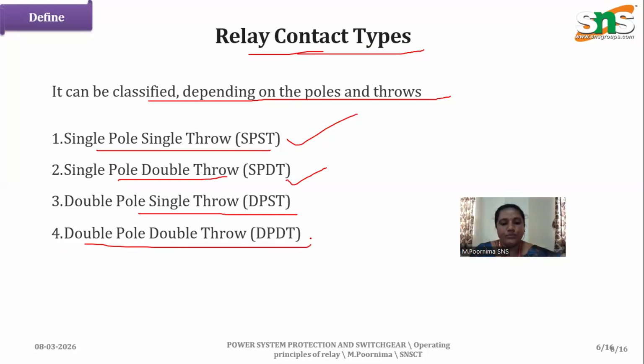Most of the applications we are using are DPST switches, double pole, single throw. Okay, so these are the relay contactor types. We have four important contactor types. Okay, now coming to these types.